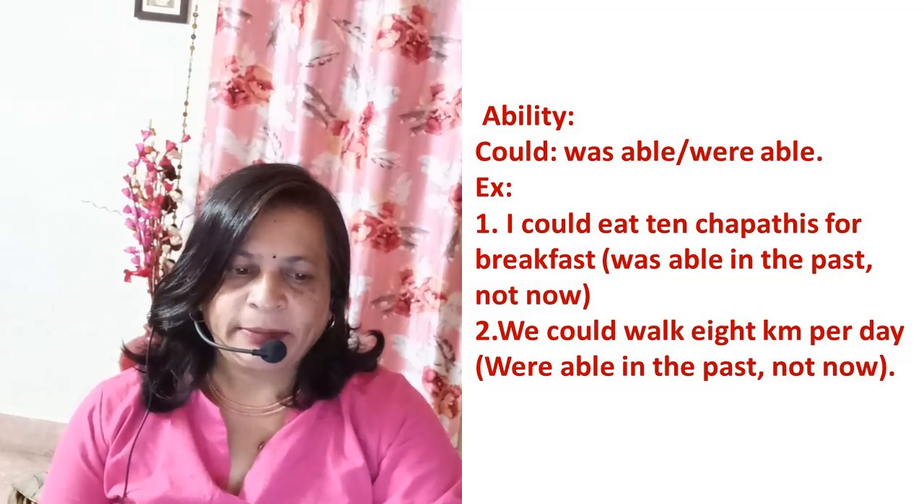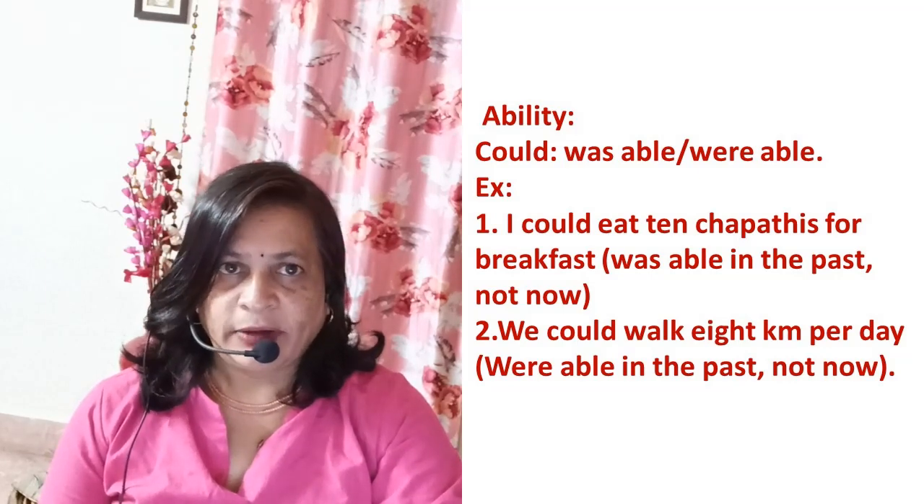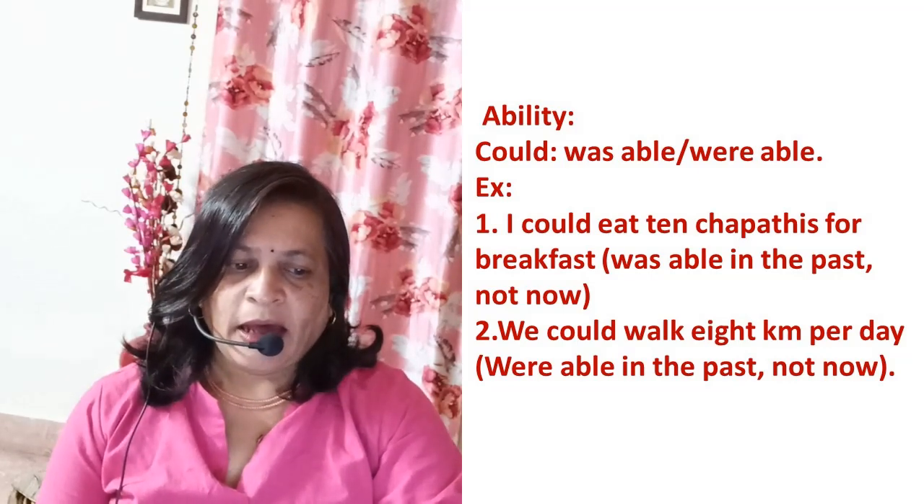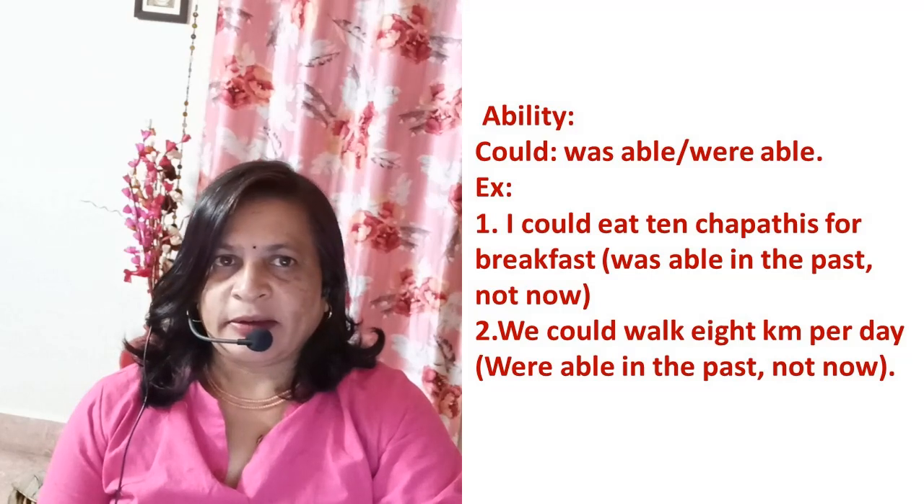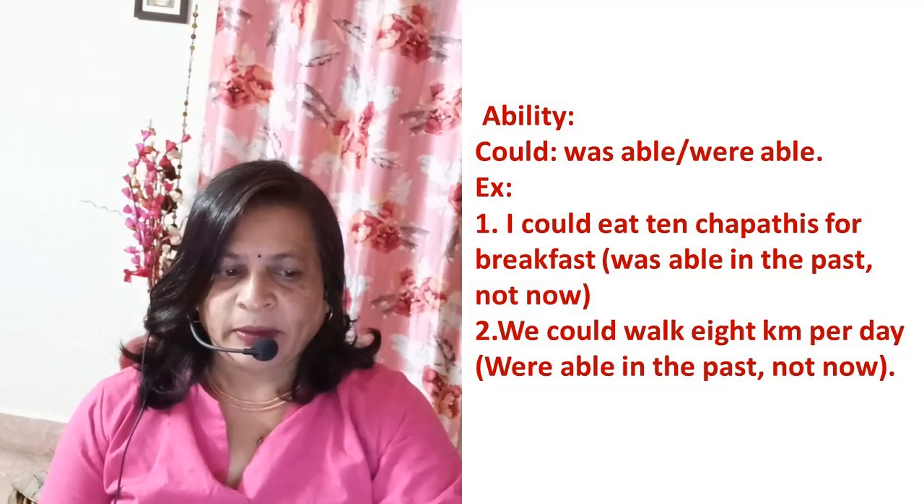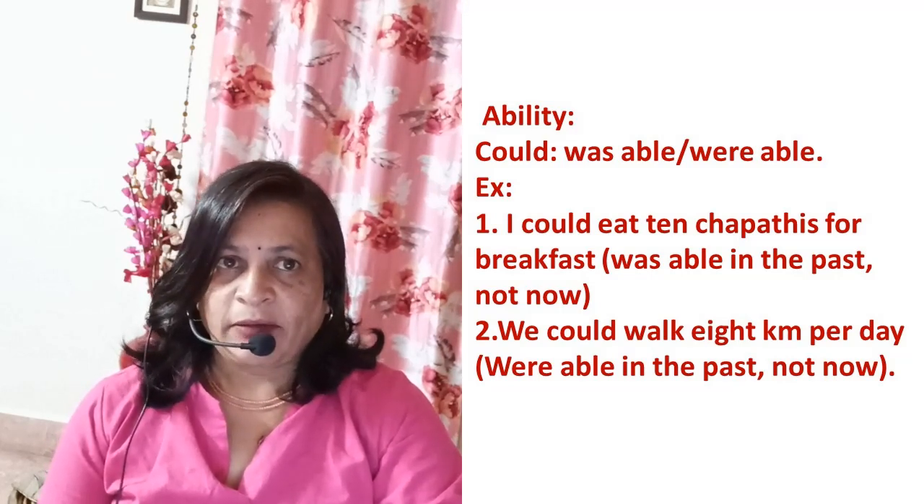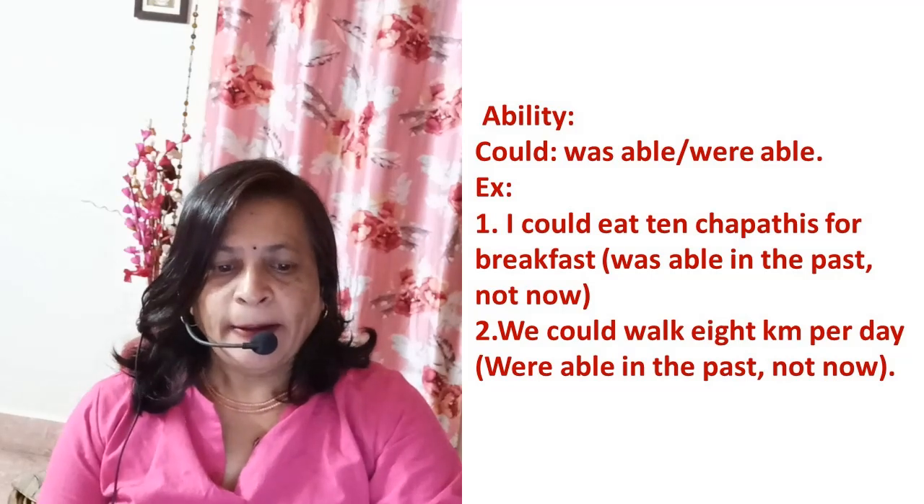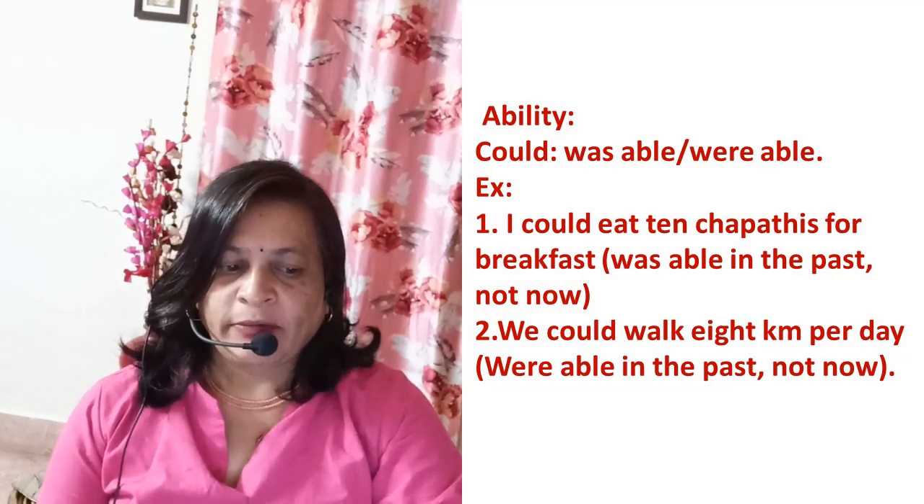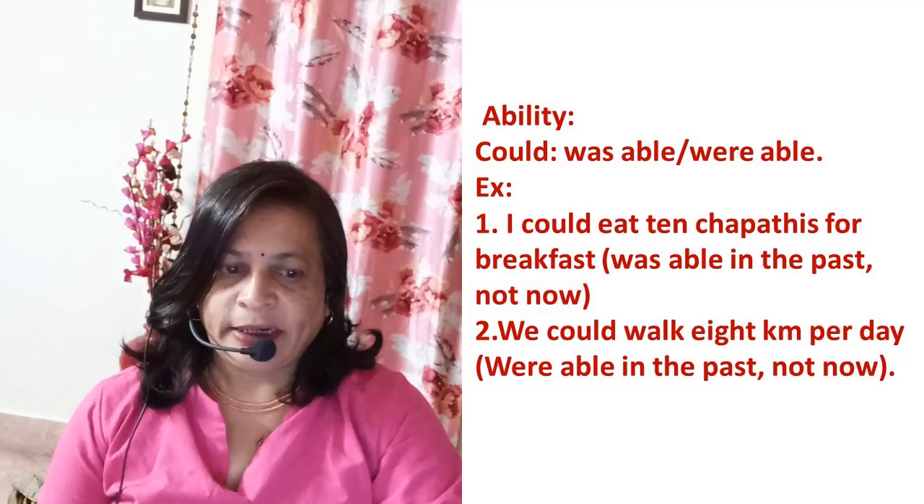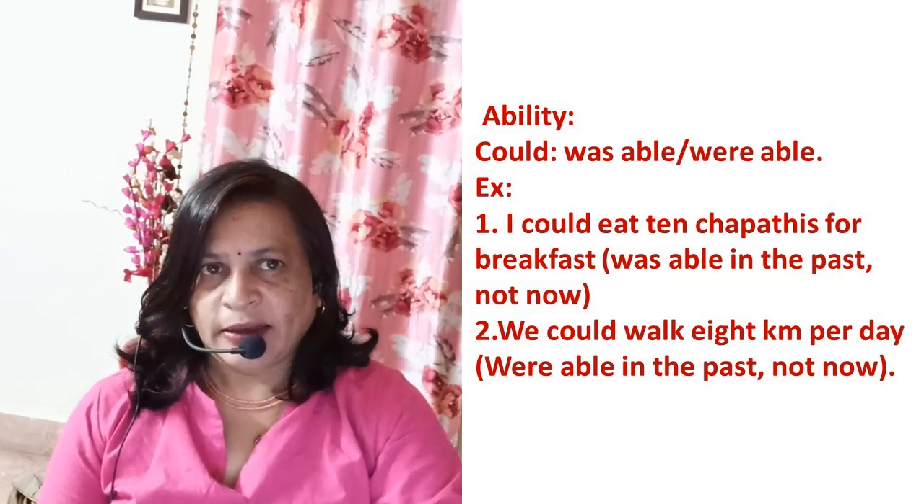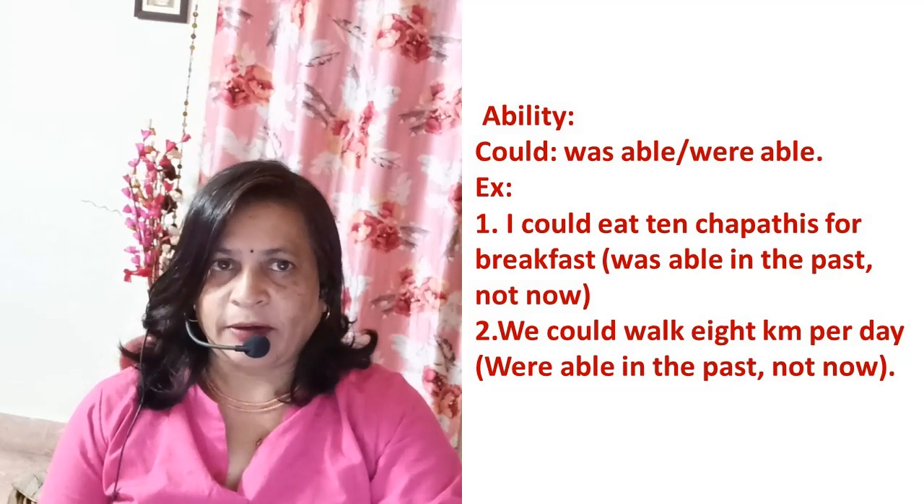Ability. Ability means was able or were able. Example, I could eat 10 chapatis for breakfast. That means I was able in the past, not now. We could walk 8 kilometers per day. That means we were able to walk in the past, not now.